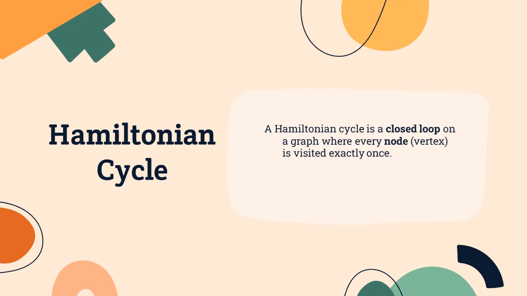A Hamiltonian cycle is a closed loop on a graph where every node, that is a vertex, is visited exactly once. I repeat, it's a closed loop. A loop is just an edge that joins a node to itself.